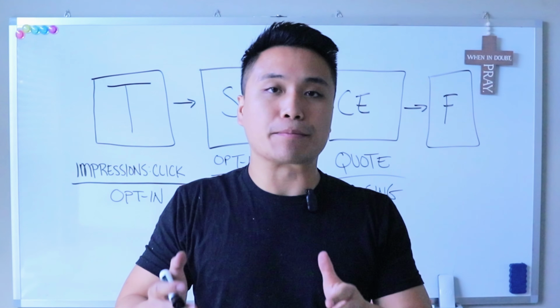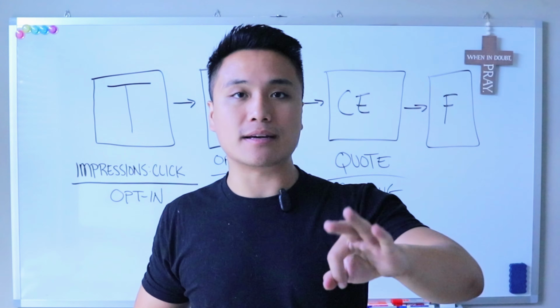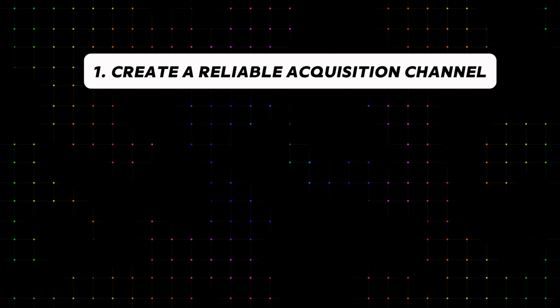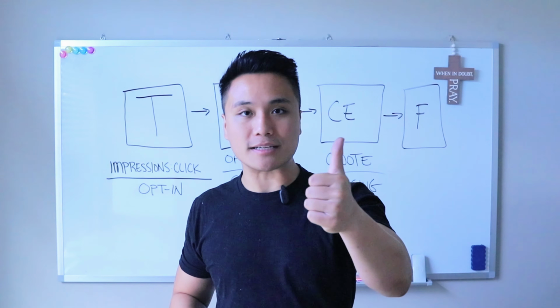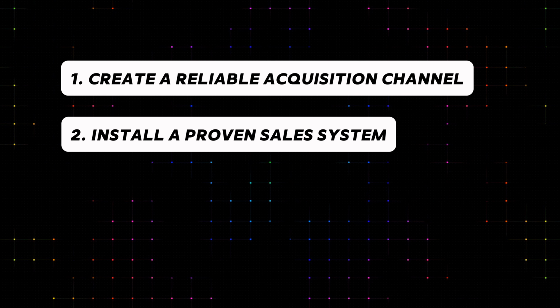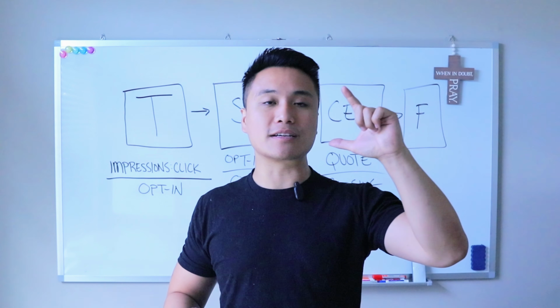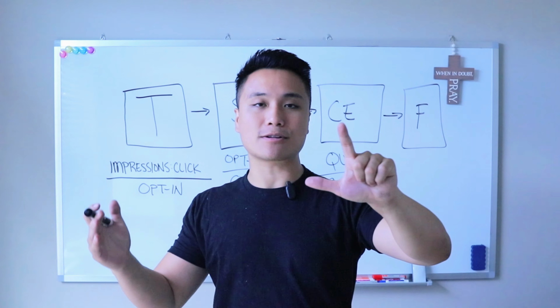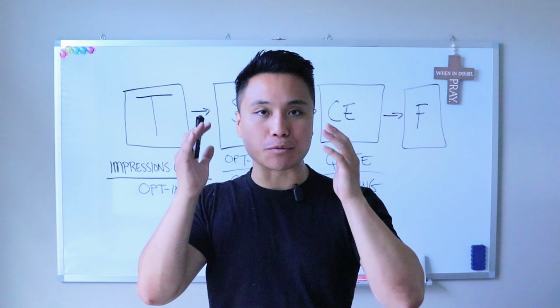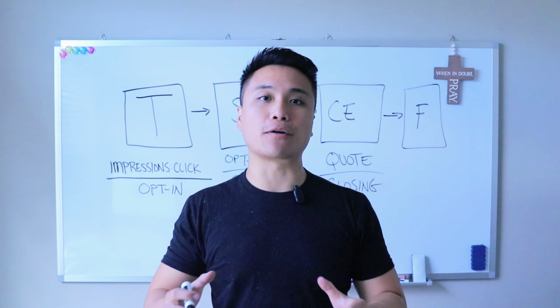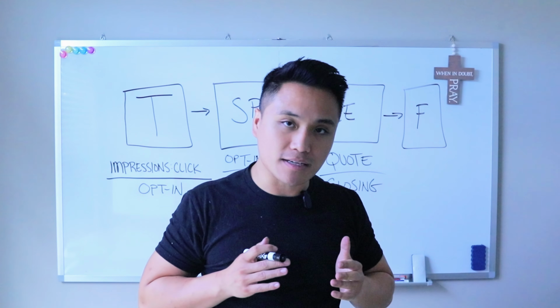If you want to grow your screen print shop, there are only 3 steps to doing it. Number 1, you have to create a reliable acquisition channel, aka a client attraction machine. Number 2, we're going to install a proven sales system so that you can convert strangers into paying customers. And lastly, I'm going to show you how to buy back your time and remove yourself from the business so that you can focus on the business instead of being stuck within the business.